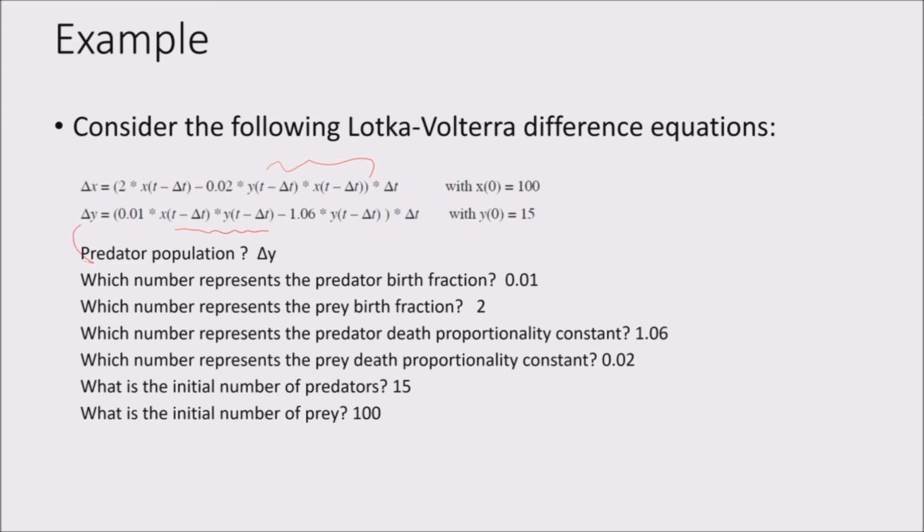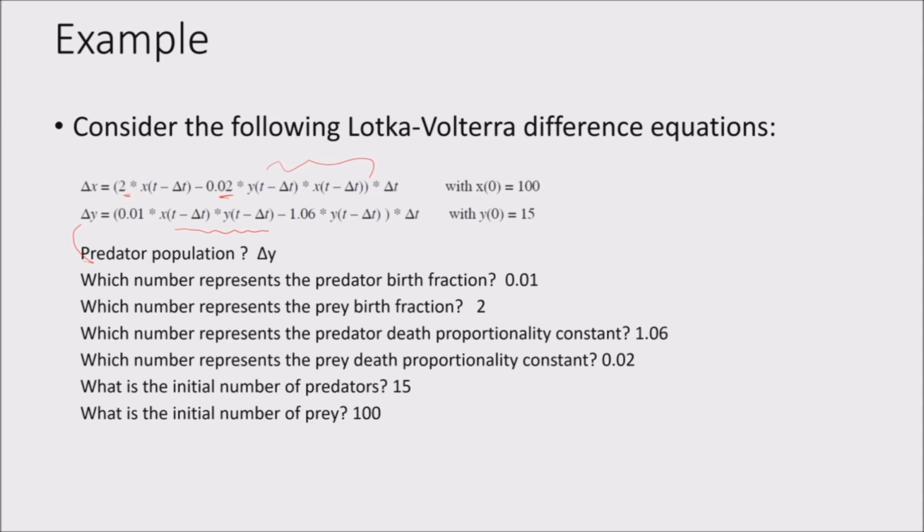Okay, if you know that part, we'll know what the death fraction and the birth fraction are, right? So this is the death part right here, and this is the birth part right here. We know that it is birth minus death for the prey, and the predator is the other way around.